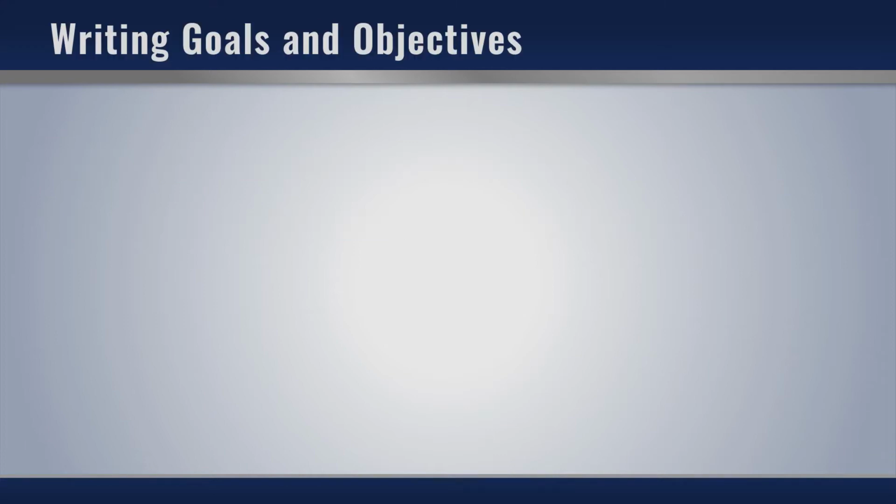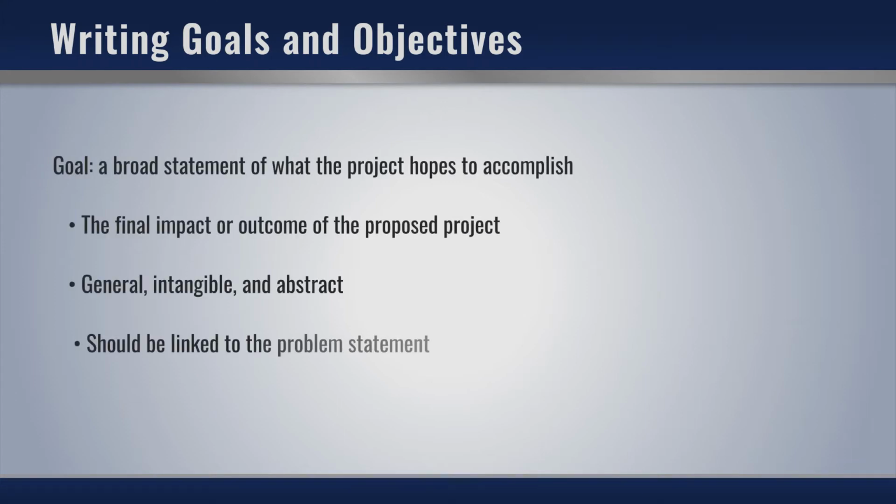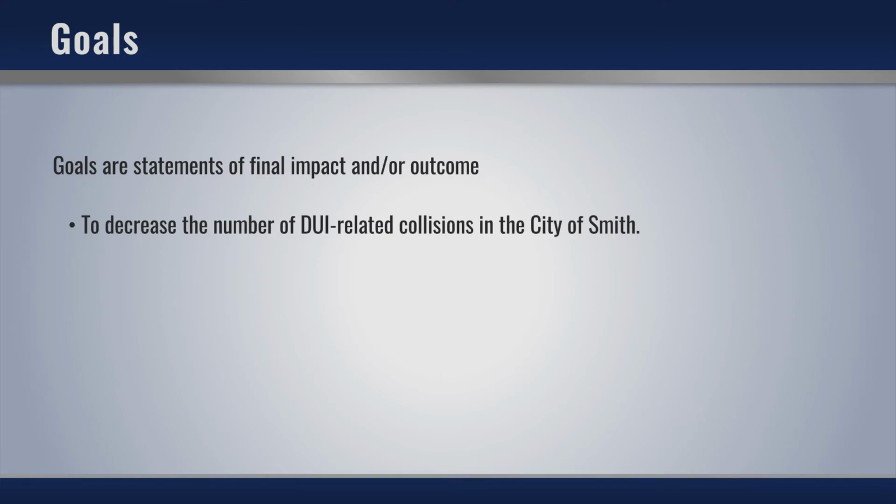Writing goals and objectives. A goal is a broad statement of what the project hopes to accomplish. Goals will assist in measuring the final impact or outcome of the proposed project. Goals should be general, intangible, and abstract. Goals should be linked to the problem statement. Goals are statements of final impact and/or outcome.